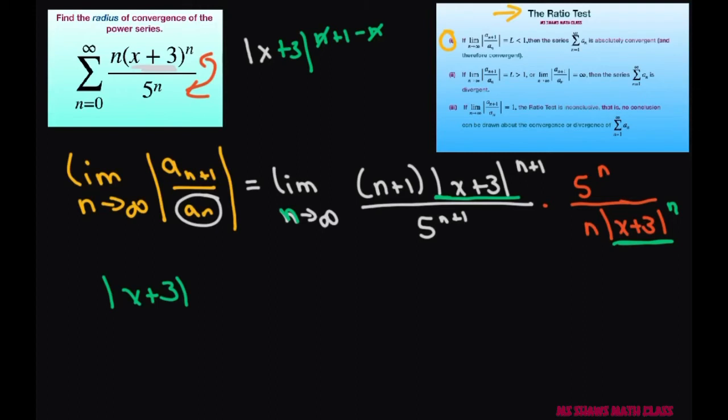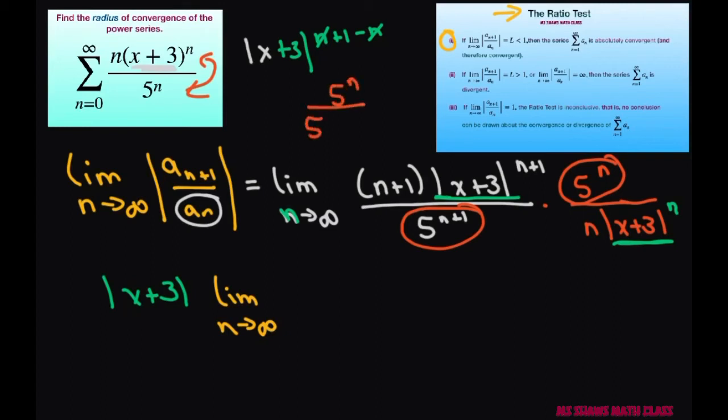All right, now let's do our limit as n approaches infinity and take care of the rest of this. 5 to the power of n divided by 5 to the power of n plus 1. This is like saying 5 to the power of n divided by 5 times 5 to the power of n. So these two cancel. So we're just going to have 5 in the denominator.